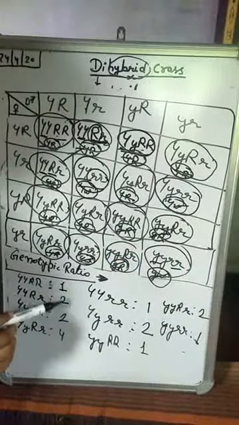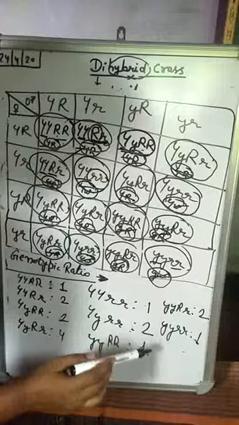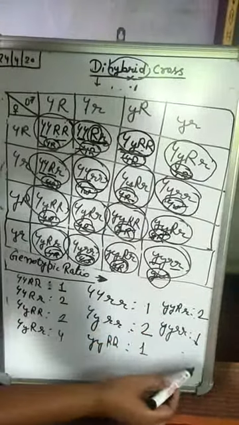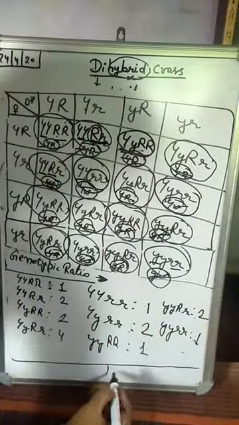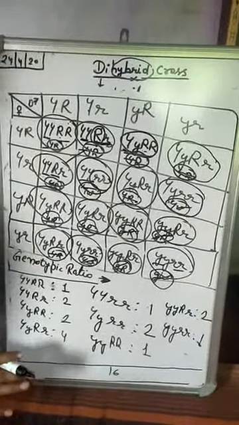Once count: 1, 2, 1, 2, 4, 1, 2, 1, 2, 1, totaling 16. So this is called the genotypic ratio of the dihybrid cross.